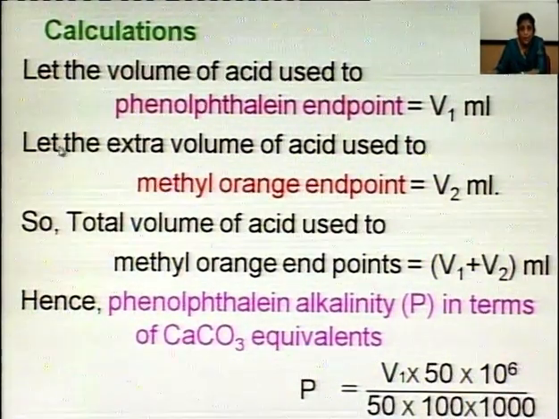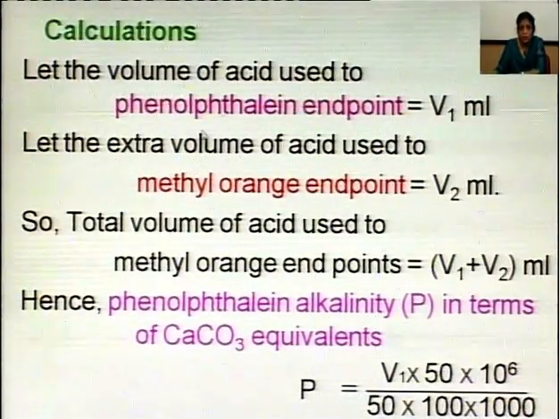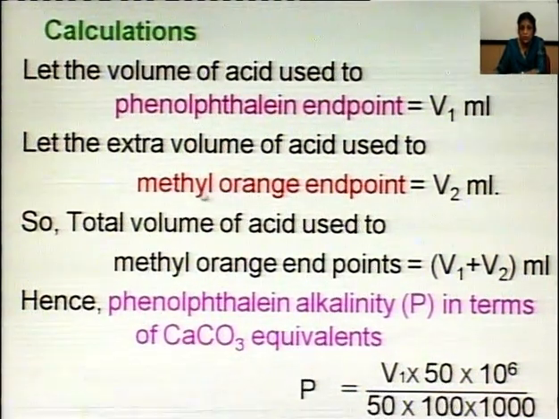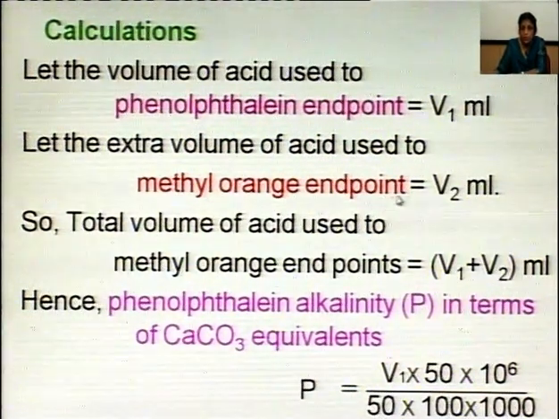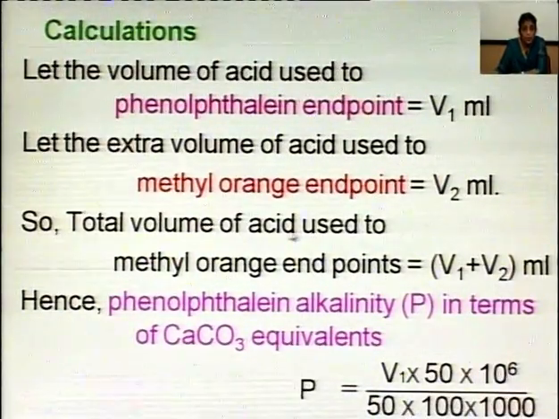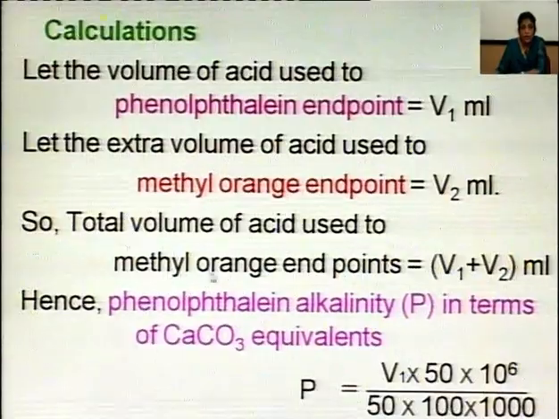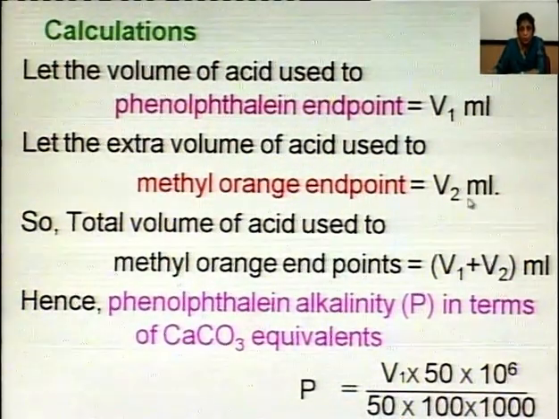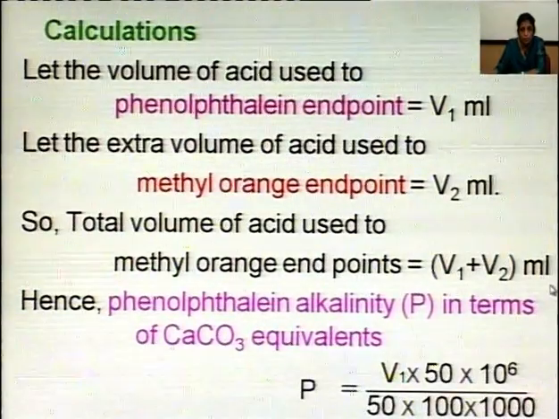So, calculations: let the volume of acid used up to phenolphthalein end point be V1 ml. Let the extra volume of acid used after the phenolphthalein end point, up to the methyl orange end point, be V2 ml. The total volume of acid used up to methyl orange end point from the start will be the sum of these two volumes, V1 plus V2 ml.